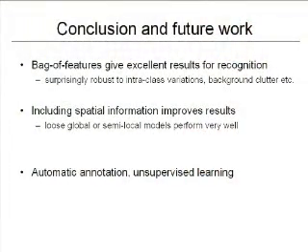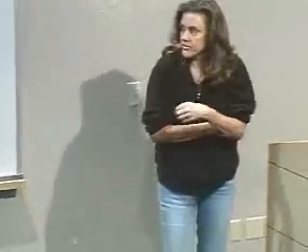Okay, and in conclusion, we've seen that local features give excellent results for recognition. They're surprisingly robust to intra-class variations and background clutter. There are different ways of including the spatial information, and they all improve the results. What we found is that having some kind of semi-local spatial relation works better than just having pairwise descriptors. The first thing we tried is concatenating pairs of interest points together, and it works better to have some looser constraint.